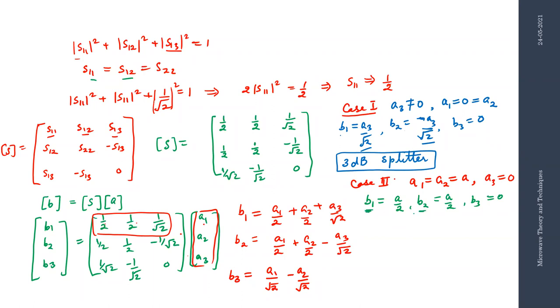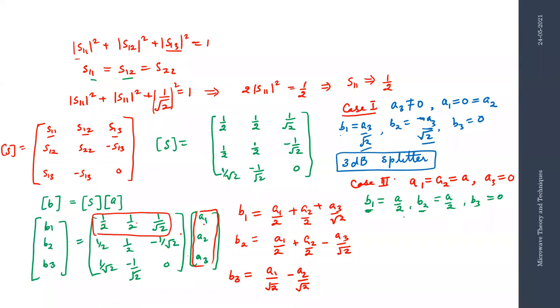What it is telling you mathematically, or physically, is that B1, the output at port 1, and B2, the output at port 2, are the same and in the same phase. And the output at port 3 is 0. It means if you are applying equal input at port 1 and port 2, it results in no output at port 3. Note this down.